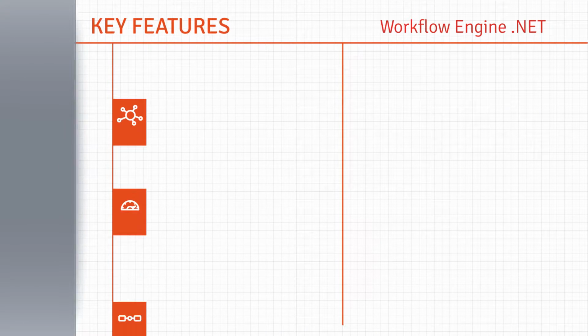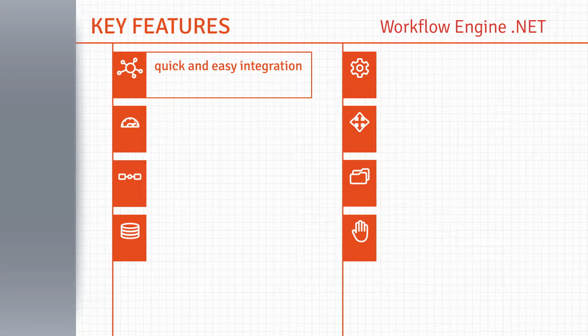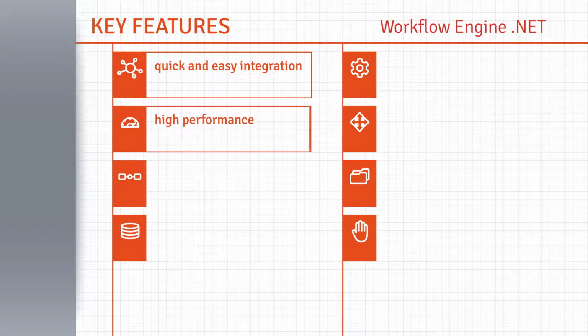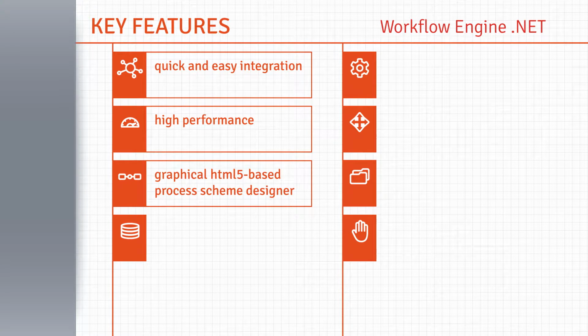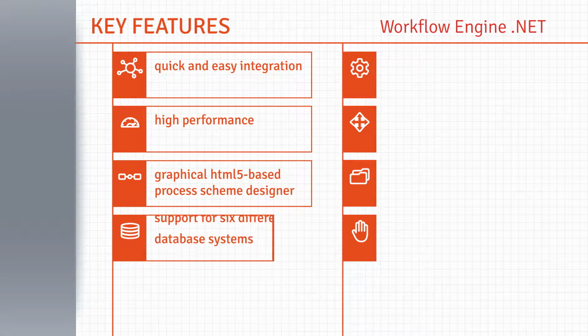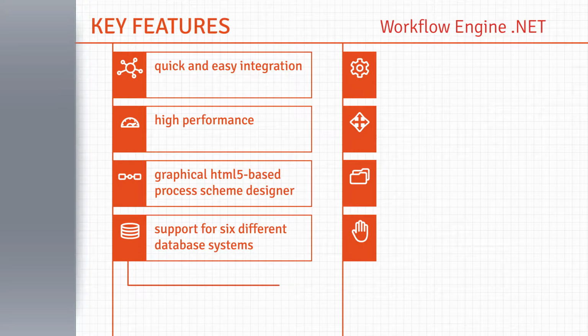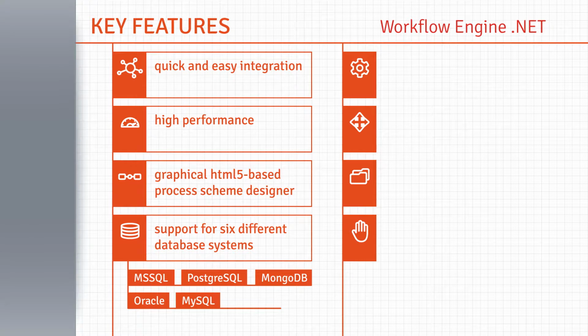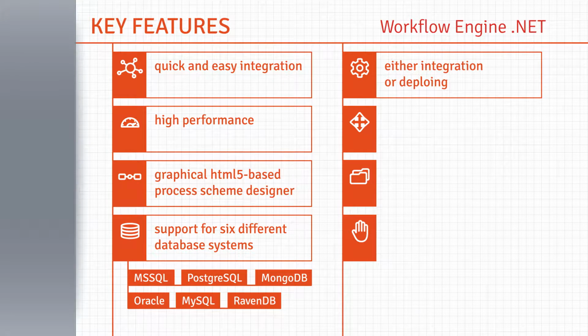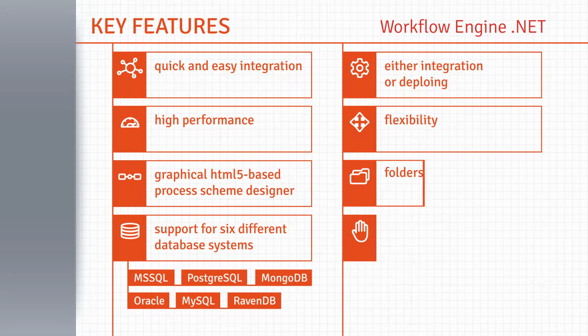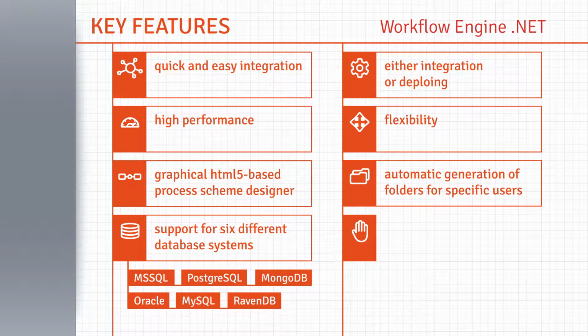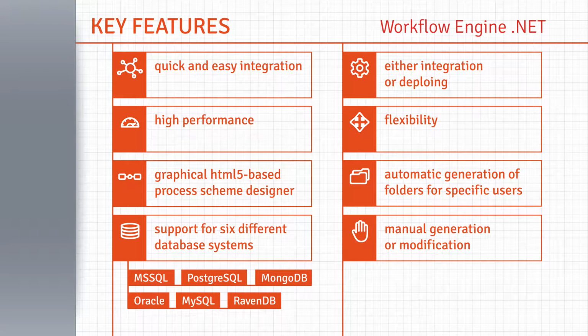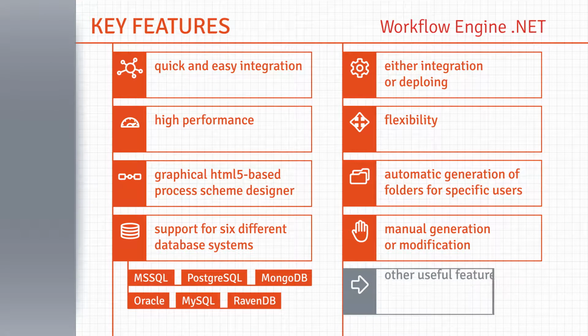Our product has the following key features: quick and easy integration with new or legacy applications, high performance, graphical HTML5 based process scheme designer, support for 6 different database systems: MS SQL, PostgreSQL, MongoDB, Oracle, MySQL, and RavenDB. Can be either integrated within your application or deployed as a separate service. A flexible approach to versioning of existing process schemes. Automatic generation of inbox and outbox folders for specific users. Manual generation or modification of process schemes. Other useful features.